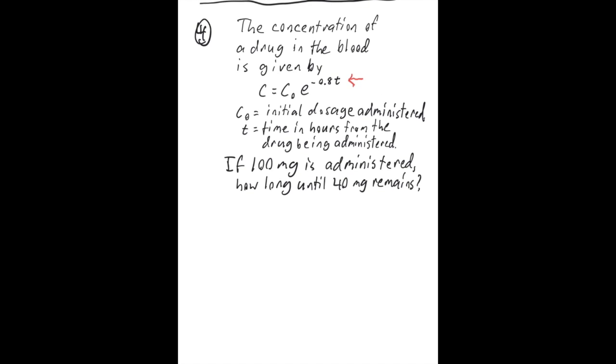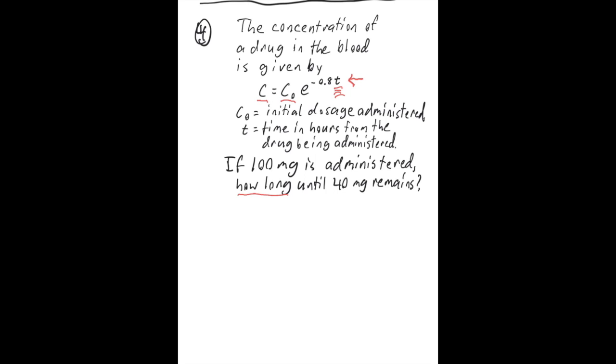C for concentration. C sub 0 is the initial dosage that you administer. Time is going to be time in hours from when the drug is administered. Okay. Now, let's say we administer 100 milligrams of the drug. How long until 40 milligrams remain? The 100, that is your C sub 0. We want to know if that's how much you start with, how long till you have 40. 40 is the concentration after a certain amount of time. What we're asked for is a how long. They're asking us for the time t.